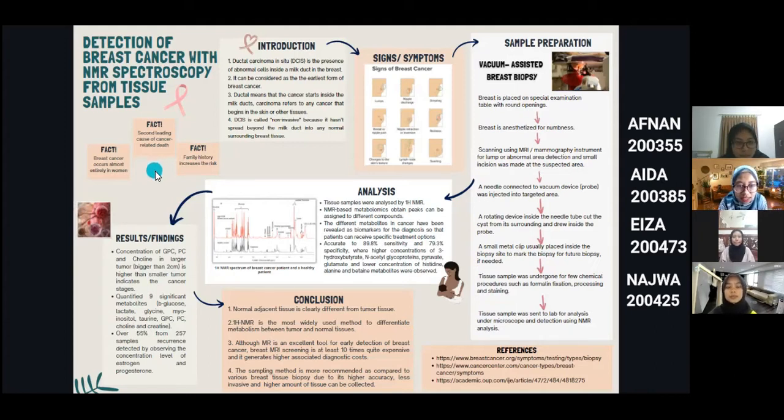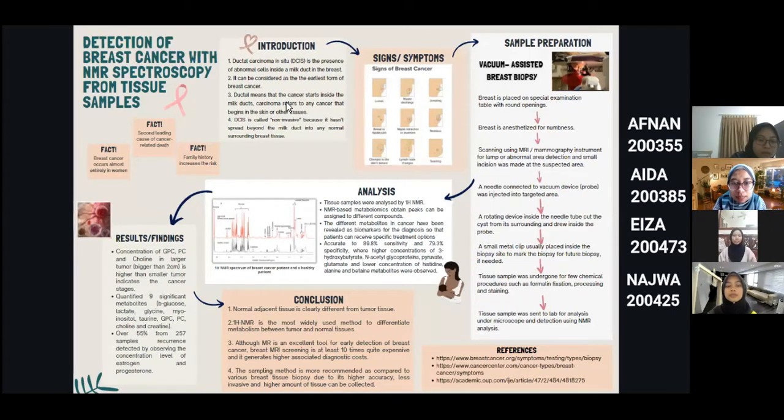The introduction: ductal carcinoma in situ is another name for breast cancer, the presence of abnormal cells inside a milk duct in the breast. It can be considered the earliest form of breast cancer. Ductal means that the cancer starts inside the milk ducts. Carcinoma refers to any cancer that begins in the skin or other tissues. DCIS is called non-invasive because it hasn't spread beyond the milk duct into any normal surrounding breast tissues.